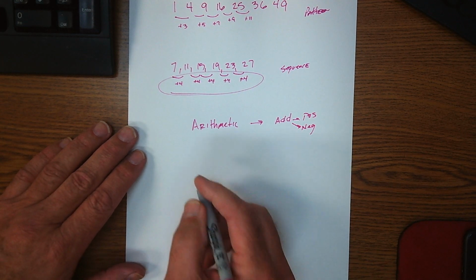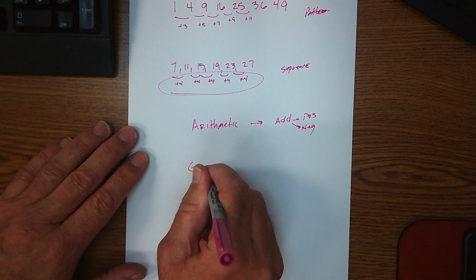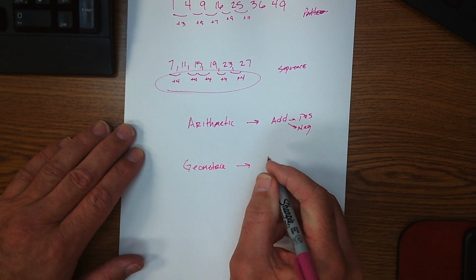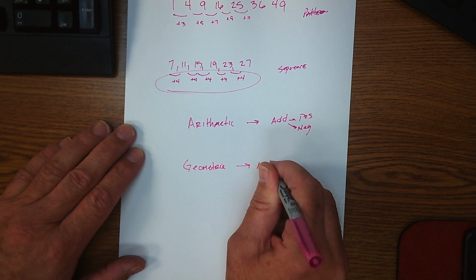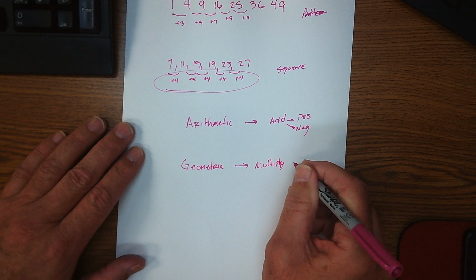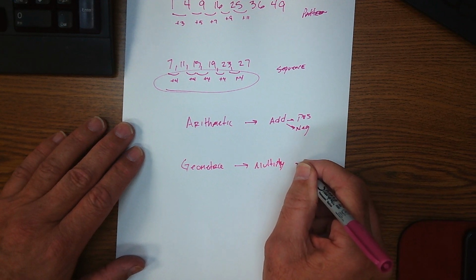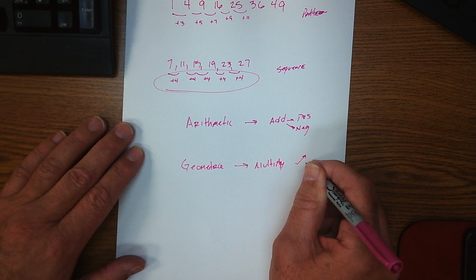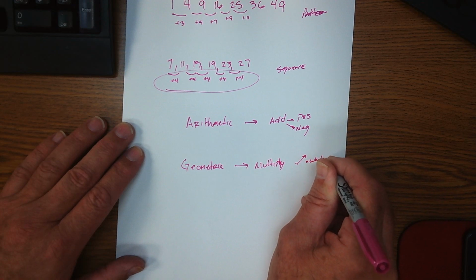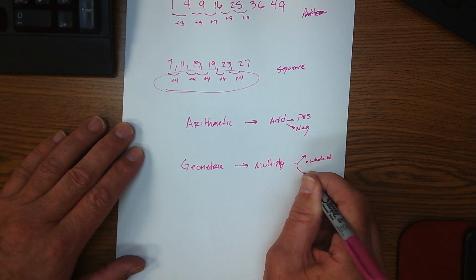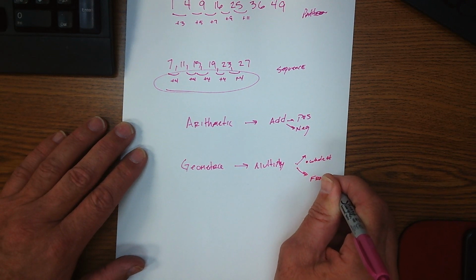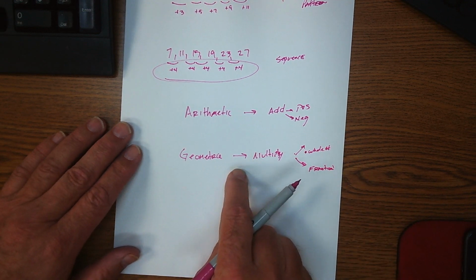The second kind of sequence is called a geometric sequence. Okay? In a geometric sequence, we multiply. We never divide. Okay? So we either multiply if the sequence is going up, we're multiplying by a whole number. If the sequence is going down in value, we're multiplying by a fraction. Okay? So that's how we can tell.